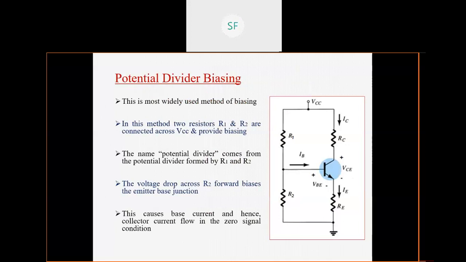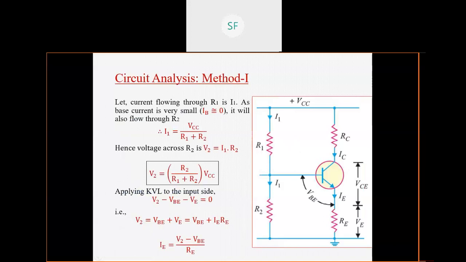Why is it called potential divider? Because of this arrangement of R1 and R2. Due to this arrangement, the potential between VCC and ground is getting divided, so that's why it is called potential divider biasing.